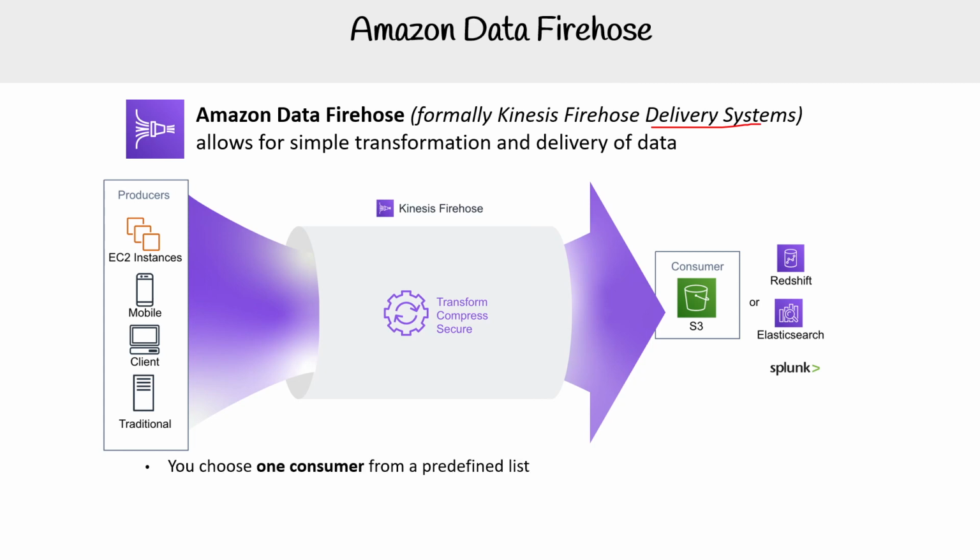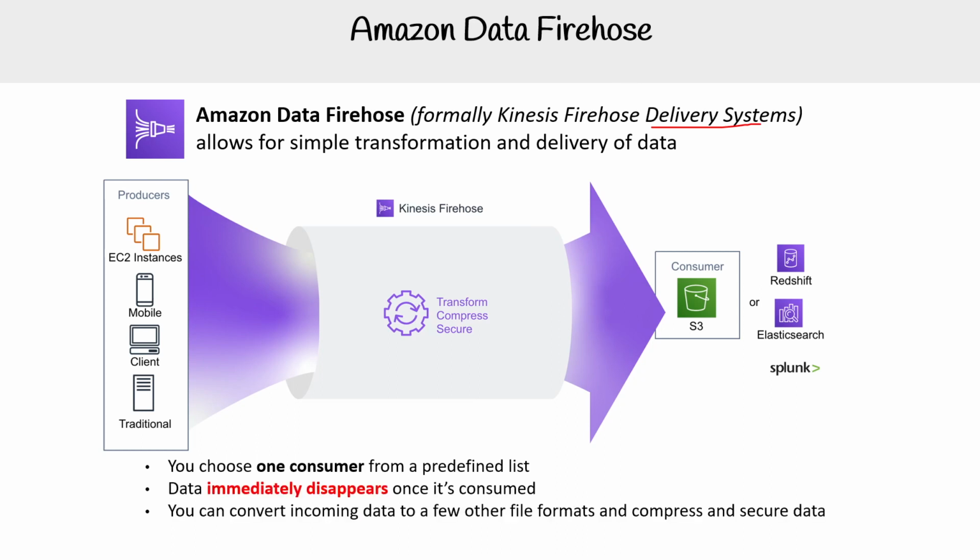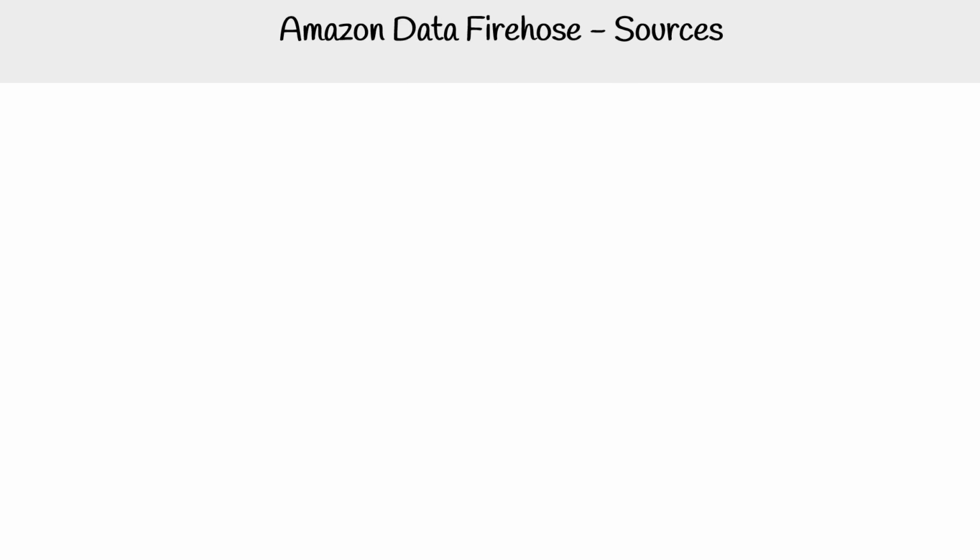So you choose one consumer from the predefined list. Data immediately disappears once it's consumed. You can convert incoming data to a few other file formats and compress and secure the data. You pay for data that is ingested. So this thing is super simple, but it is super awesome, and I've used it so many times for so many different use cases. So let's talk about sources.